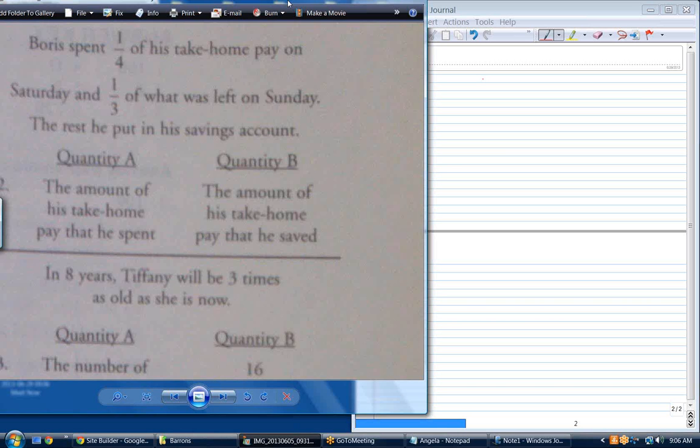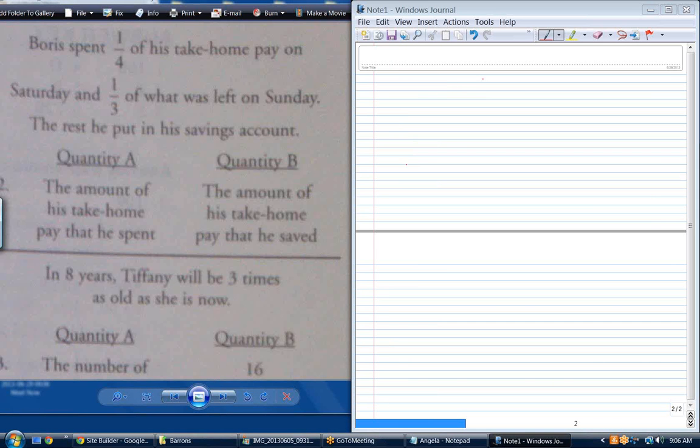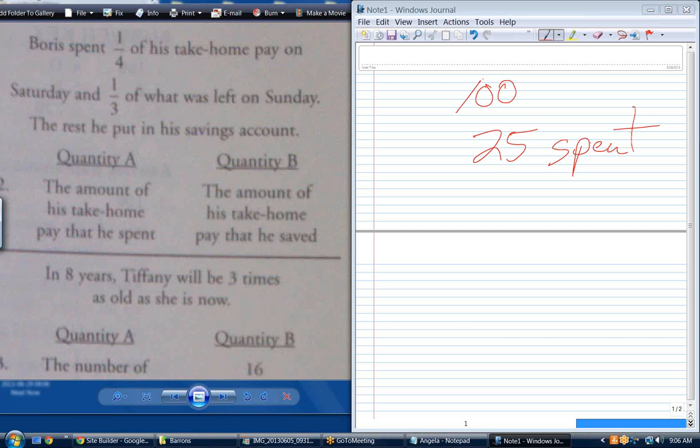I believe they'd be equal. Okay, how'd you do it? Well, I picked 100 and figured a quarter of that would be $25. So he'd had 75 left, which would be a third of 75 is another $25. So he has $50 left. He spent 50 and he has 50 left. So they're equal? Yes. Correct.